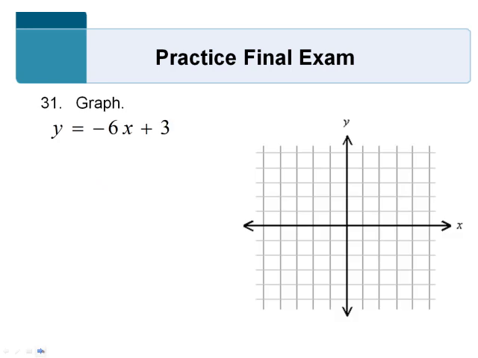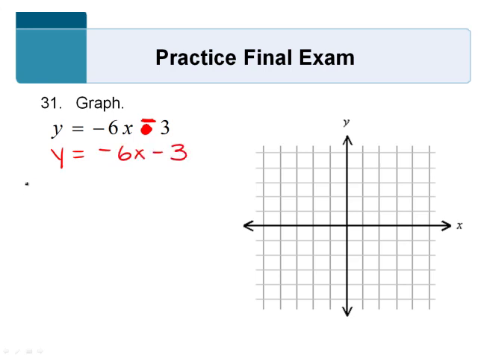Alright, we're getting there. 31. I am going to change this problem because it will not fit on the graph at all. So WebAssign gives us some really stupid problems. So on number 31, change the plus 3 to a minus 3. Okay, make that a negative. So this is what we're going to graph because it just won't fit on the graph otherwise.